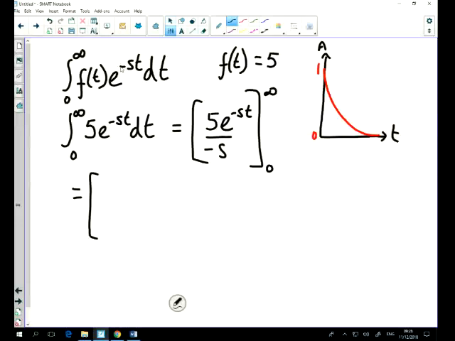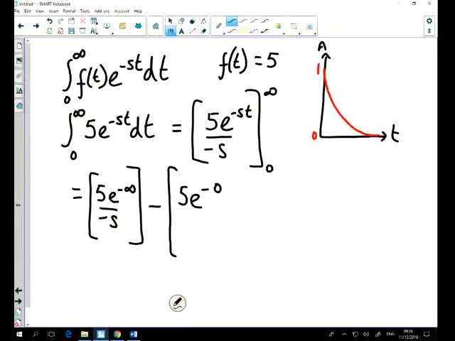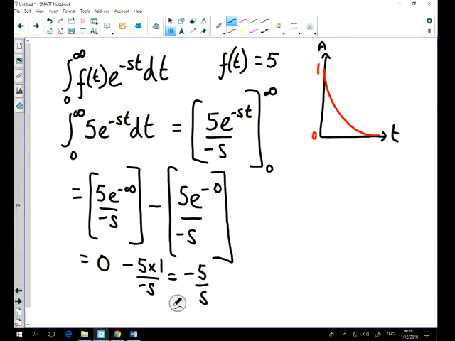So at infinity, what you're doing is 5e to the minus infinity over negative s, minus 5e to the minus 0 over minus s. Yeah, so you can see at 0 it's 1, at infinity it's 0, so this term disappears. That becomes 0. That becomes minus 5 times 1 over negative s, and your final answer gives you minus 5 over s.